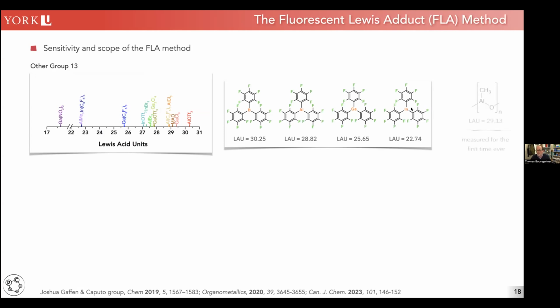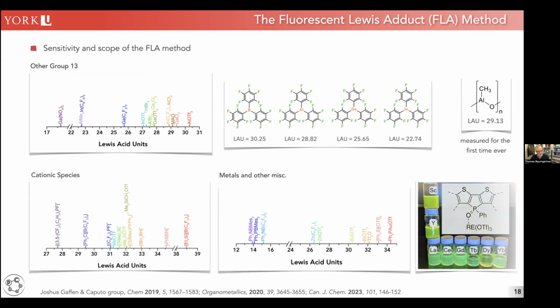Just as a side note, this is methylaluminoxane. This is a species that's very important for Ziegler-Natta polyolefin polymerization. Its Lewis acidity was never determined before because the other methods fail, and we were able to measure this species as well. It's a polymeric species, as you can see there.